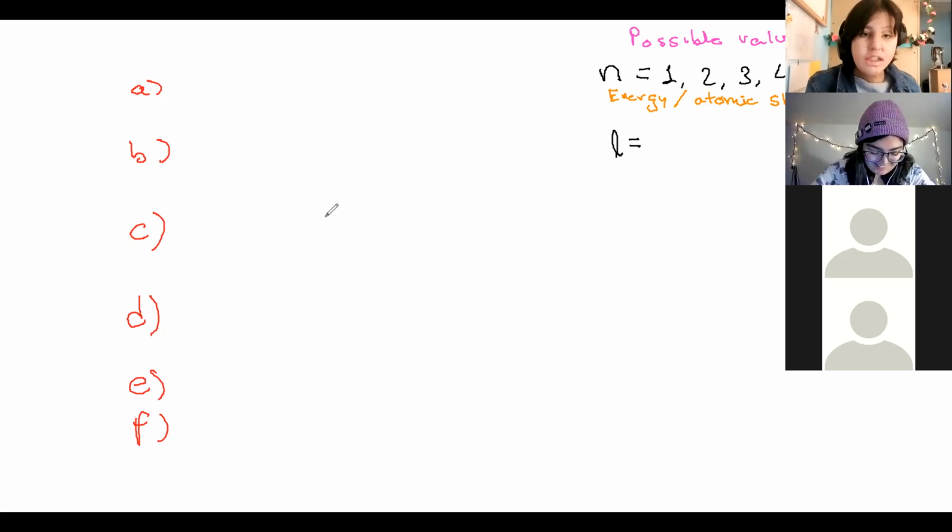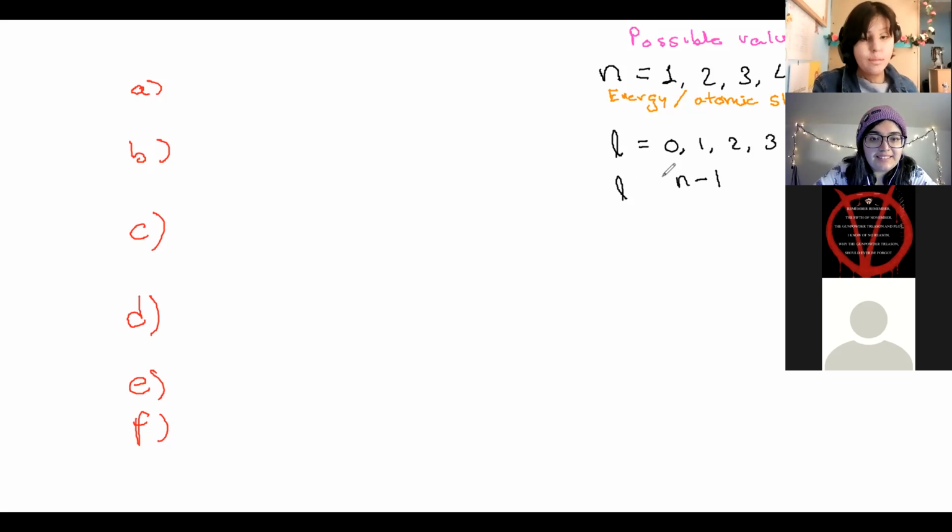All right. So what about L? It will be 0 and then 1, 2, 3, etc. These could be any of the possible values, right? But specifically, what is the relationship of L with respect to n? L is n minus 1. Is it only n minus 1? Also n minus 2 if you're looking at the F subshell.